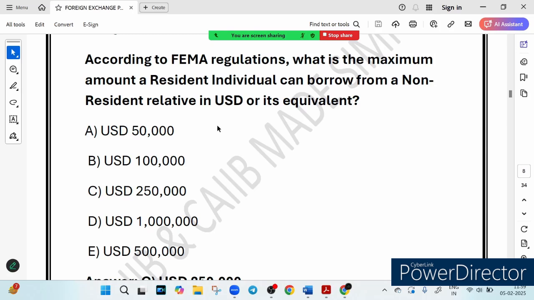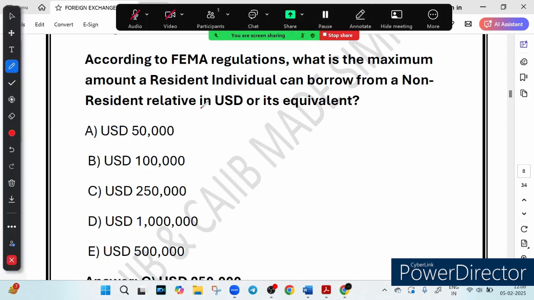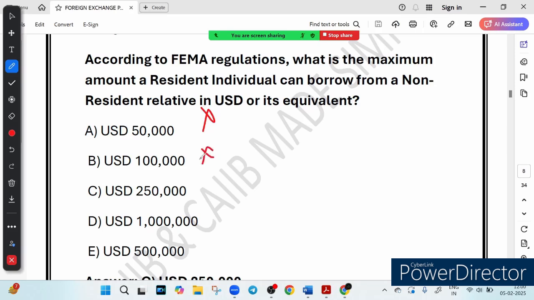Option B says $1 lakh. So what do you think? Is $1 lakh correct? No. Although $1 lakh is a large amount, FEMA allows a resident individual to borrow even more from his NRI relative. So the question is, how much can an Indian resident borrow from his NRI relative, right? For example, if an Indian citizen wants to borrow money from his NRI sister to start a business, then he can legally borrow more than $1 lakh. Option C says $2.5 lakh. Yes, this is correct.